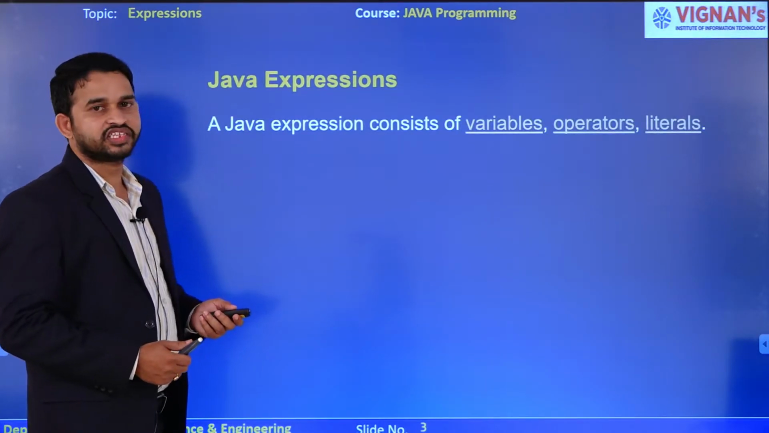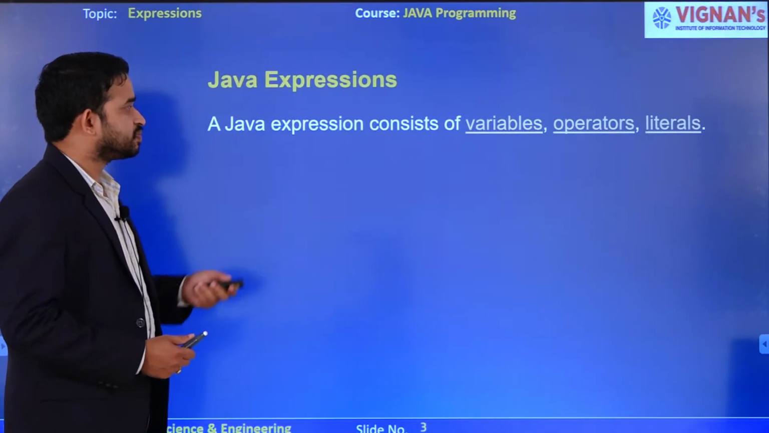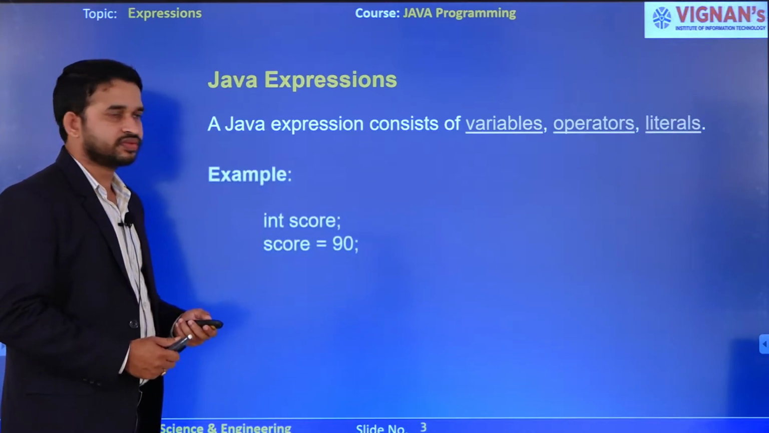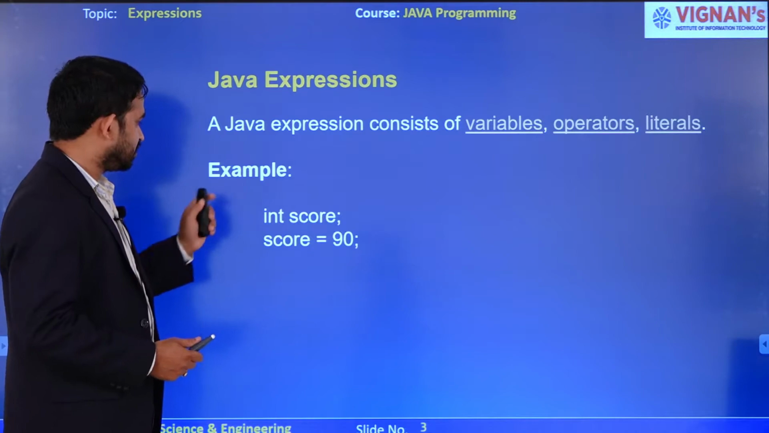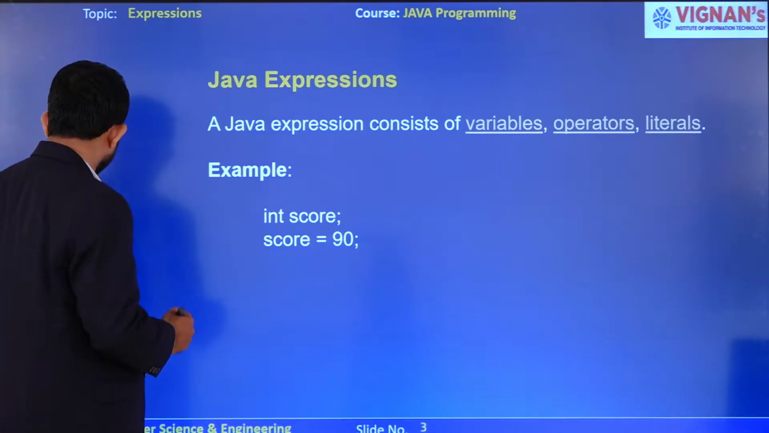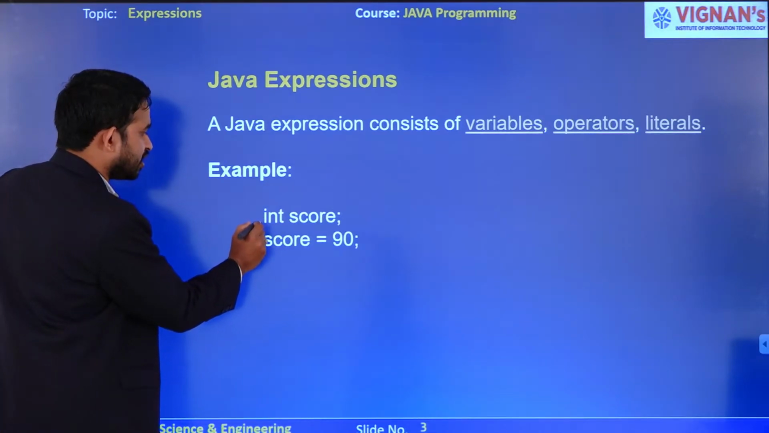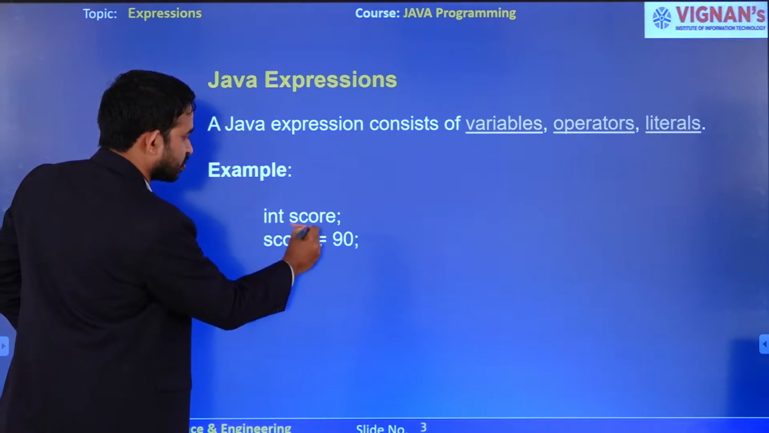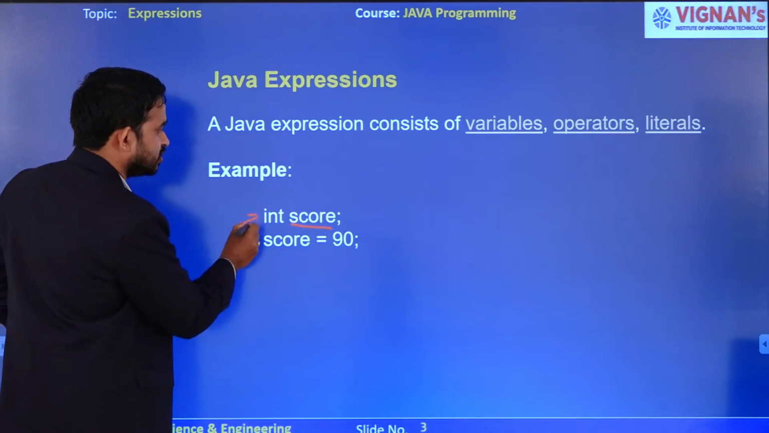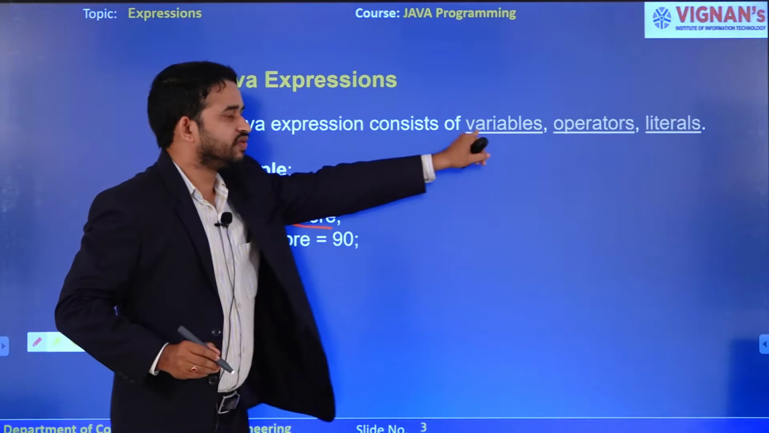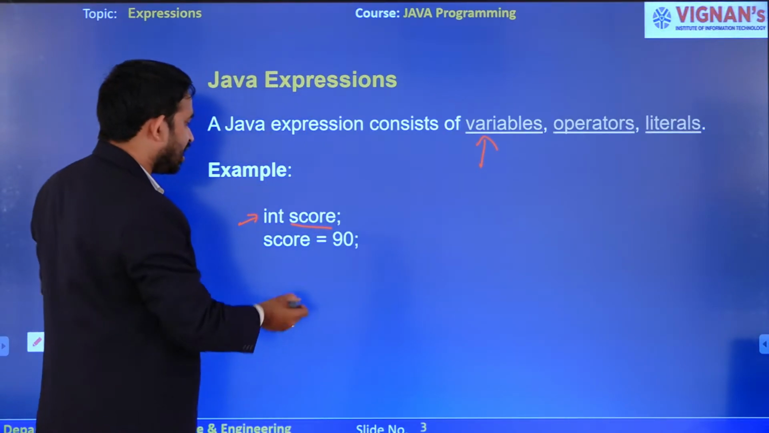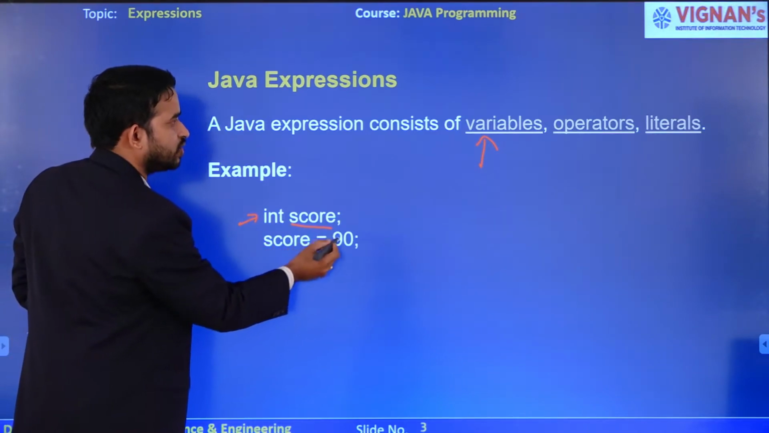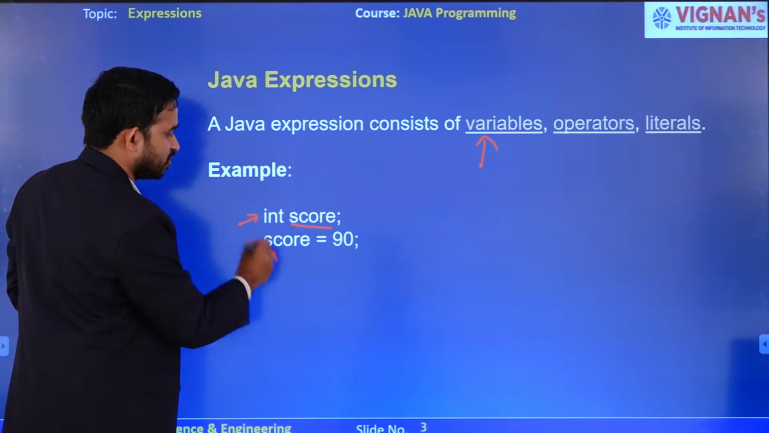What is the meaning of an expression? A Java expression consists of variables, operators, and literals. Take this example. Here I am declaring one variable, score, of type integer. So score is what? A variable. So the first thing is covered. What is the next one here? I am assigning a value, score equal to 90. So score is a variable.